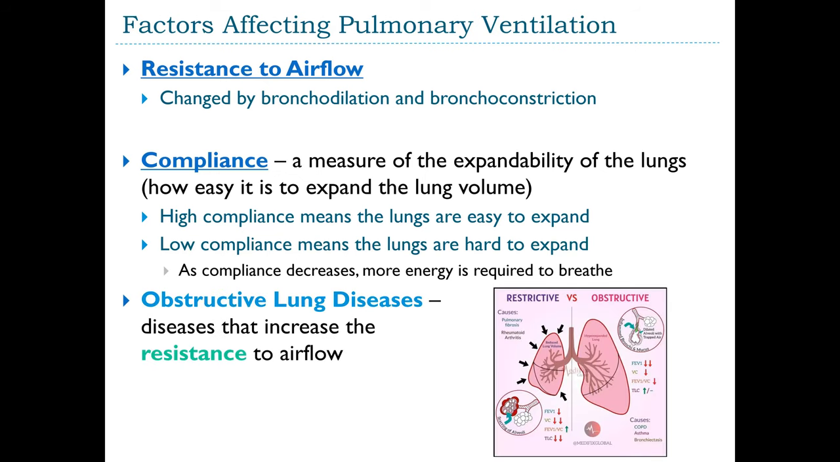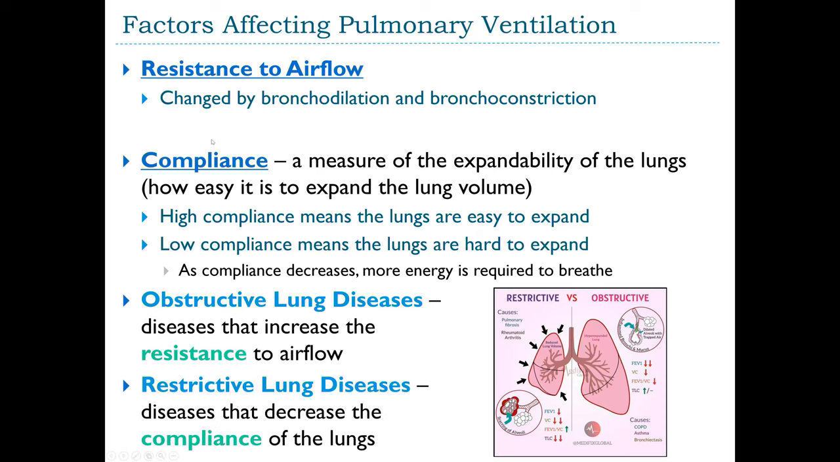So there are two main types of lung diseases. With obstructive lung diseases, these are diseases that increase the resistance to airflow, so it's changing the resistance. And with restrictive lung diseases, these are diseases that decrease the compliance of the lungs, so you're changing the ability of the lungs to expand. And we'll talk a little bit more about the difference between these two types of diseases in the activity for this chapter.